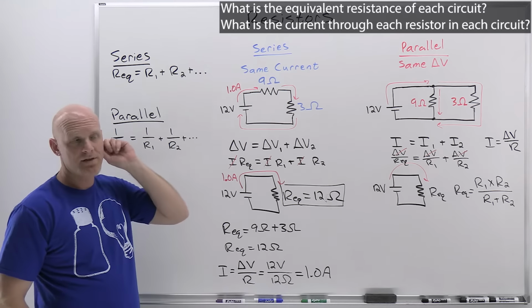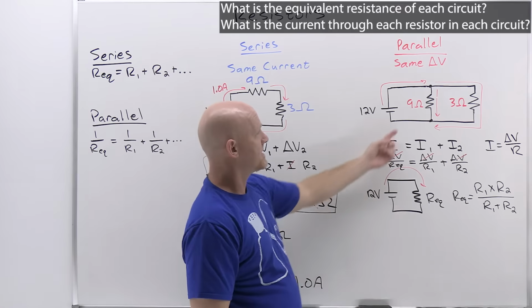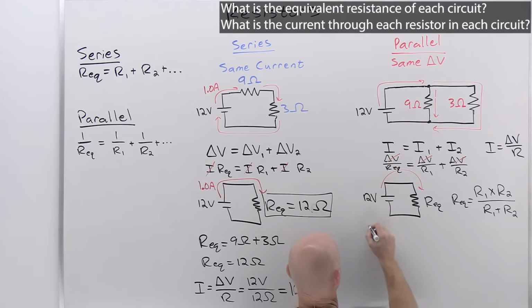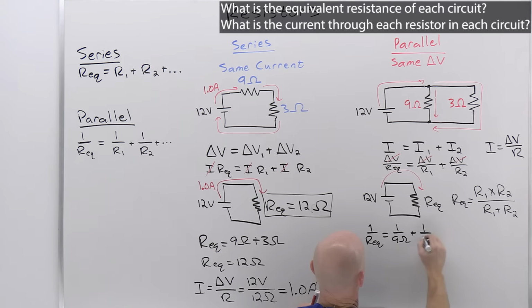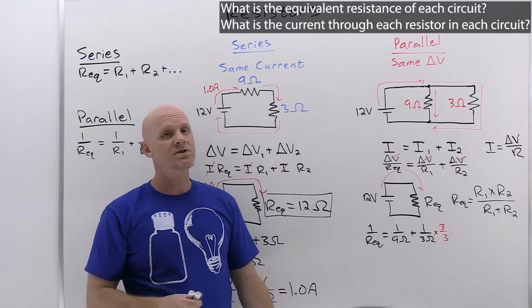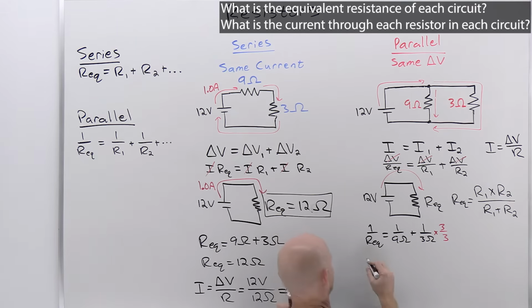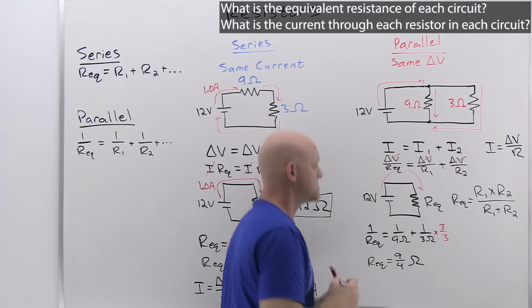Okay, parallel is going to be the bigger pain here because they add as reciprocals. So in this case, we'd be doing 1 over the equivalent resistance equals 1 over 9 ohms plus 1 over 3 ohms. You could find the lowest common denominator between 9 and 3, which is 9. To make that work, you'd multiply this one by 3 over 3, and you'd have 1 over 9 plus 3 over 9, which is 4 over 9. So the equivalent resistance would equal 9 over 4. You'd have to re-invert it, and that's 2.25 ohms.